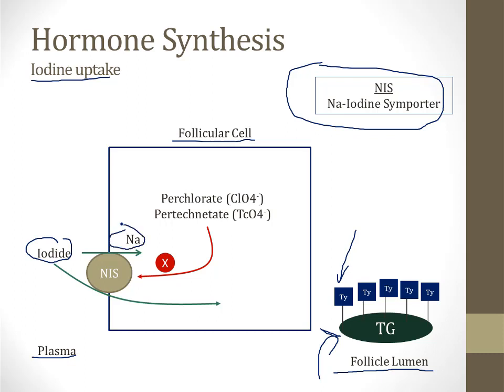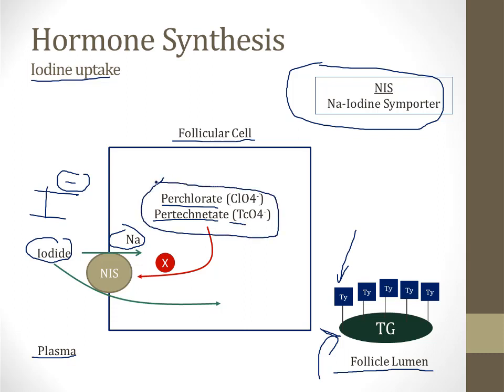Now remember, a lot of the iodide sitting in plasma is part of a salt, so it is iodine with a negative charge. And this symporter can also import other negatively charged ions like perchlorate, which is chloride bound to 4 oxygens, or pertechnetate, which is technetium bound to 4 oxygens. Both of these can also be picked up by the NIS symporter, and that means that they can compete with iodine, and therefore they are inhibitors of the NIS pump.